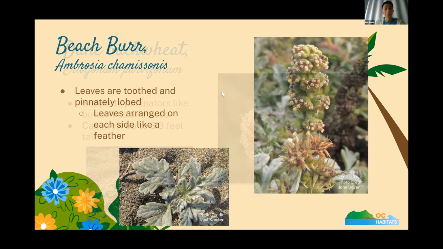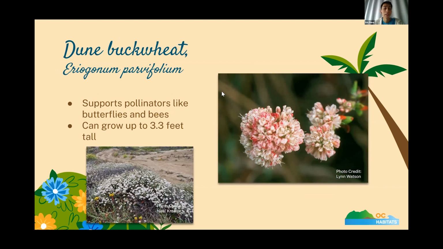They are very sharp. Next, we have the dune buckwheat, scientific name Eriogonum parvifolium. This one's very hard to pronounce. They are a perennial herb as well. They support pollinators like butterflies and bees. In particular, they support the locally endangered El Segundo blue butterfly. These are locally endangered in Orange County, but you can find these butterflies in a lot of areas like LA.